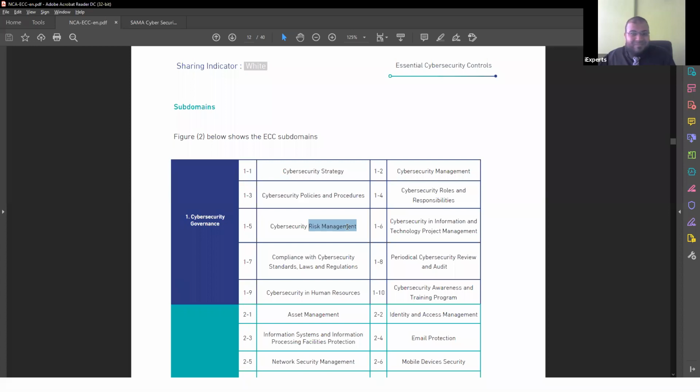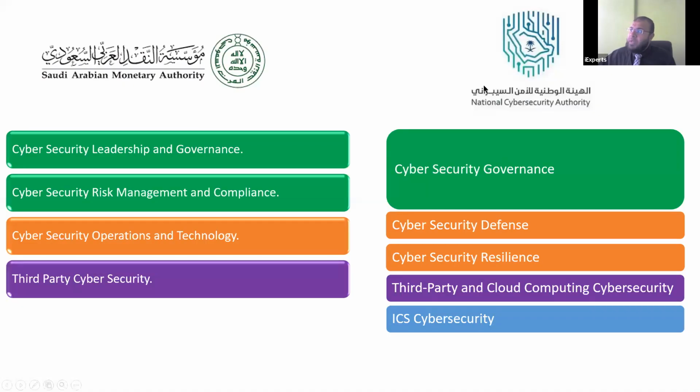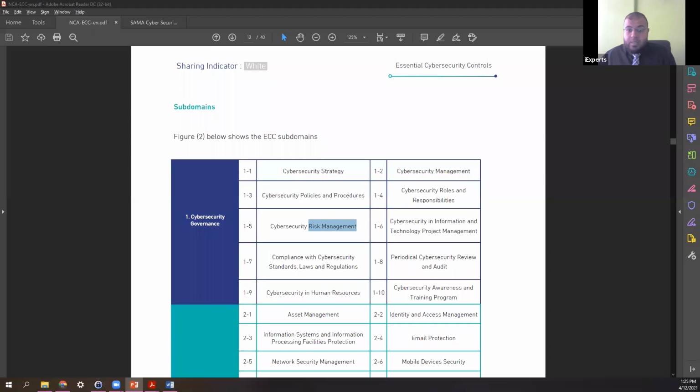Risk management. If you remember this graph again, I'm speaking about the NCA. I'm describing the controls in the NCA, here in the security governance. It's a big one. It's discussing risk management, number 2. As I told you, number 2 in SAMA, these two are mapped to this one. Let's return here to this risk management.